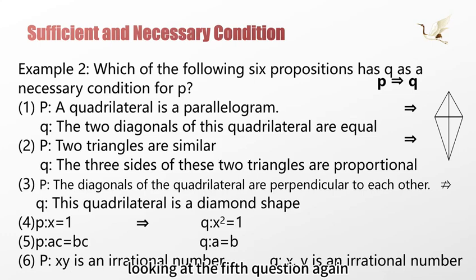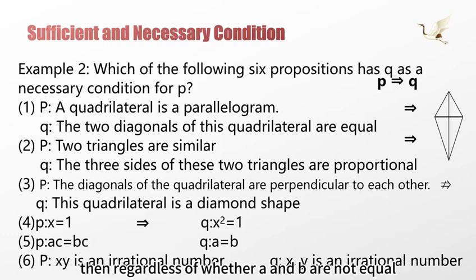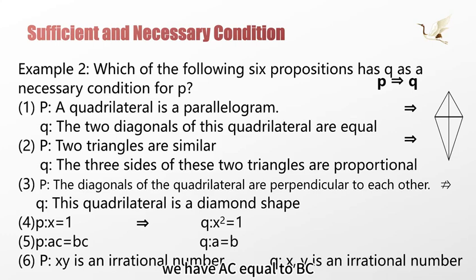Looking at the fifth question, can AC equals BC lead to A equals B? Obviously, if C is 0, then regardless of whether A and B are equal, we have AC equal to BC. Therefore, P cannot derive Q. We say Q is not a necessary condition for P.